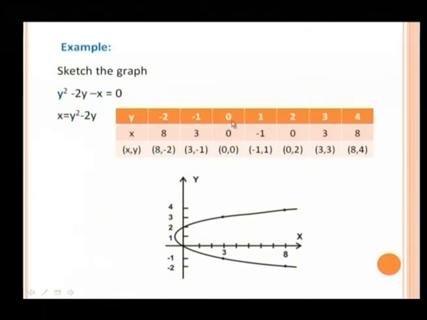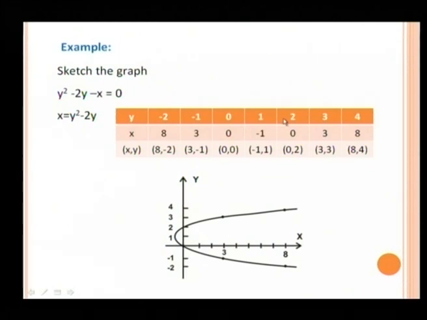If we put y is equal to 0 in this equation, the x value becomes 0. So the resulting ordered pair becomes (0, 0). To get another ordered pair, we will put y is equal to 1. So the resulting x would become -1. So the next ordered pair becomes (-1, 1), where -1 is the x value and 1 is the y value.